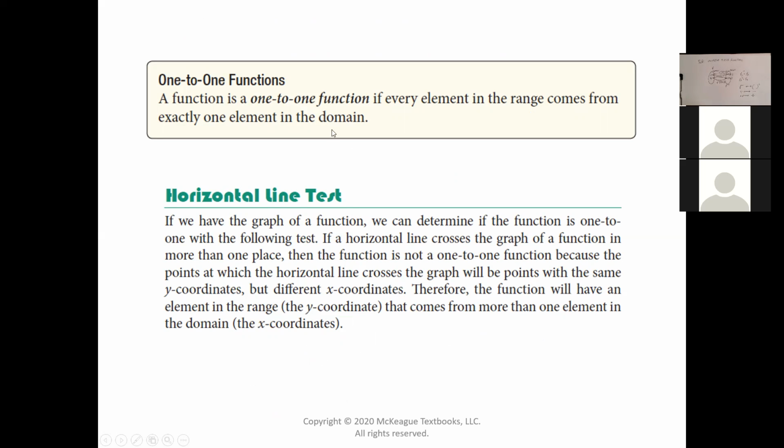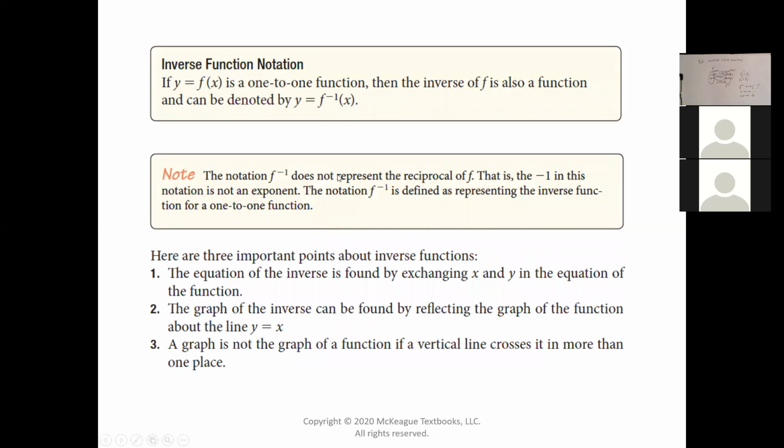We say a function is one-to-one if every element in the range comes from exactly one and only one element in the domain. In other words, you cannot have more than one element in the domain being mapped to the same element in the range by a function if it is to be one-to-one. And the horizontal line test helps you to determine whether a function is one-to-one.